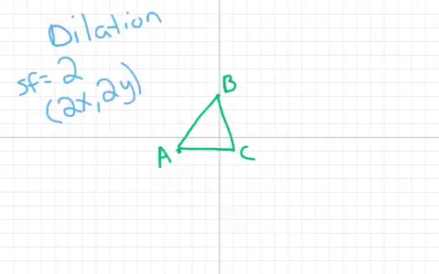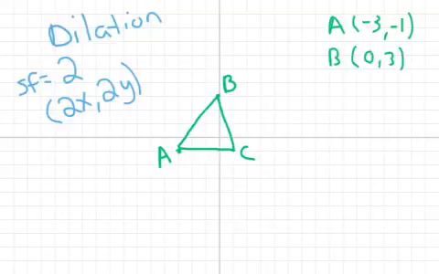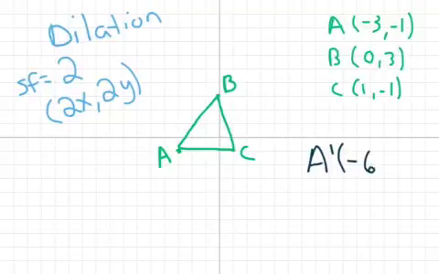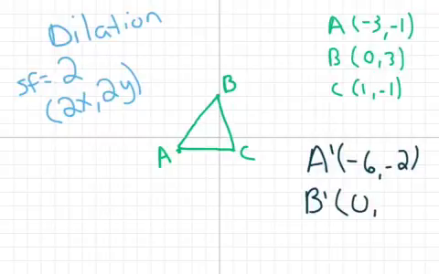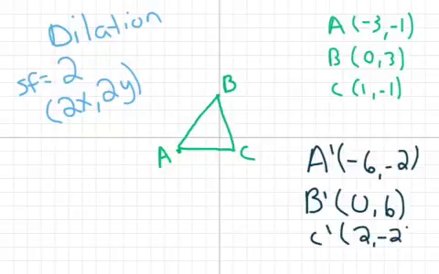So the first thing I would do is find my ordered pairs of every value. So A's ordered pair originally would be -1, 2, 3, -1. B's ordered pair is 0, 3, and C's ordered pair is 1, -1. All I have to do to dilate this is multiply every single x and y value by 2. So my new values, A prime would be -6, -2. Remember, all I'm doing is multiplying my x's and my y values by 2. And lastly, for C, I would have 2, -2.